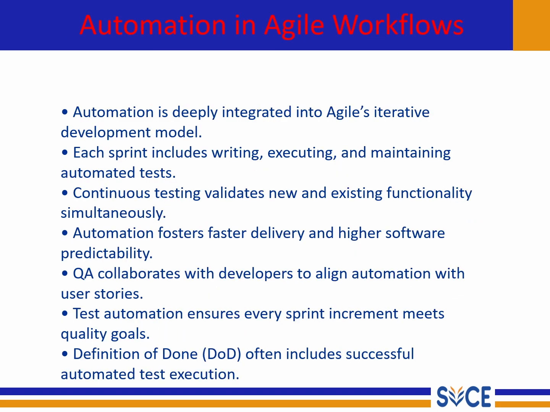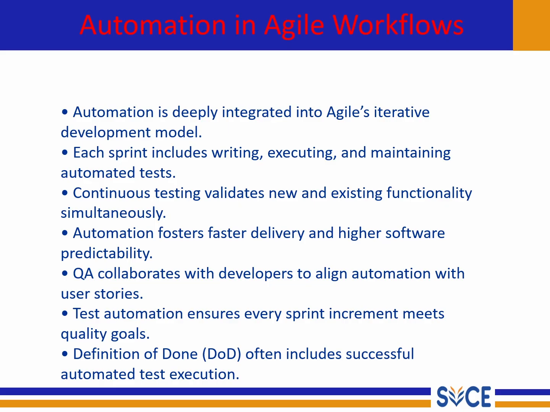In the next slide, we'll see automation in the agile workflow. In agile development, automation is an essential part of the workflow and is integrated into every stage of the iterative development process. In each sprint, the team not only develops and tests the features but also writes, executes, and maintains the automated test scripts. This ensures that testing is not postponed until later stages. Agile teams follow continuous testing, meaning that both new and existing functionalities are validated throughout the sprint to prevent defects from accumulating.